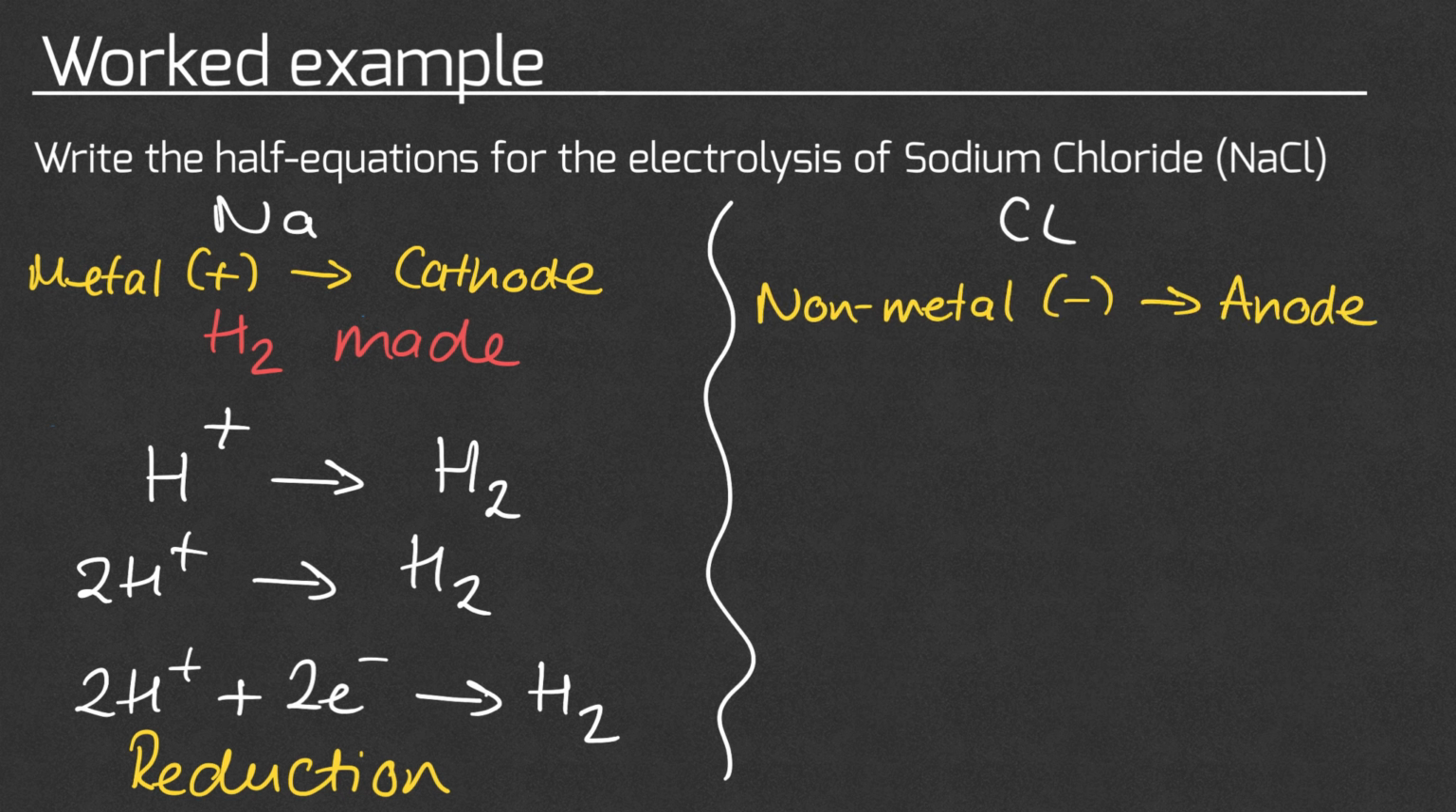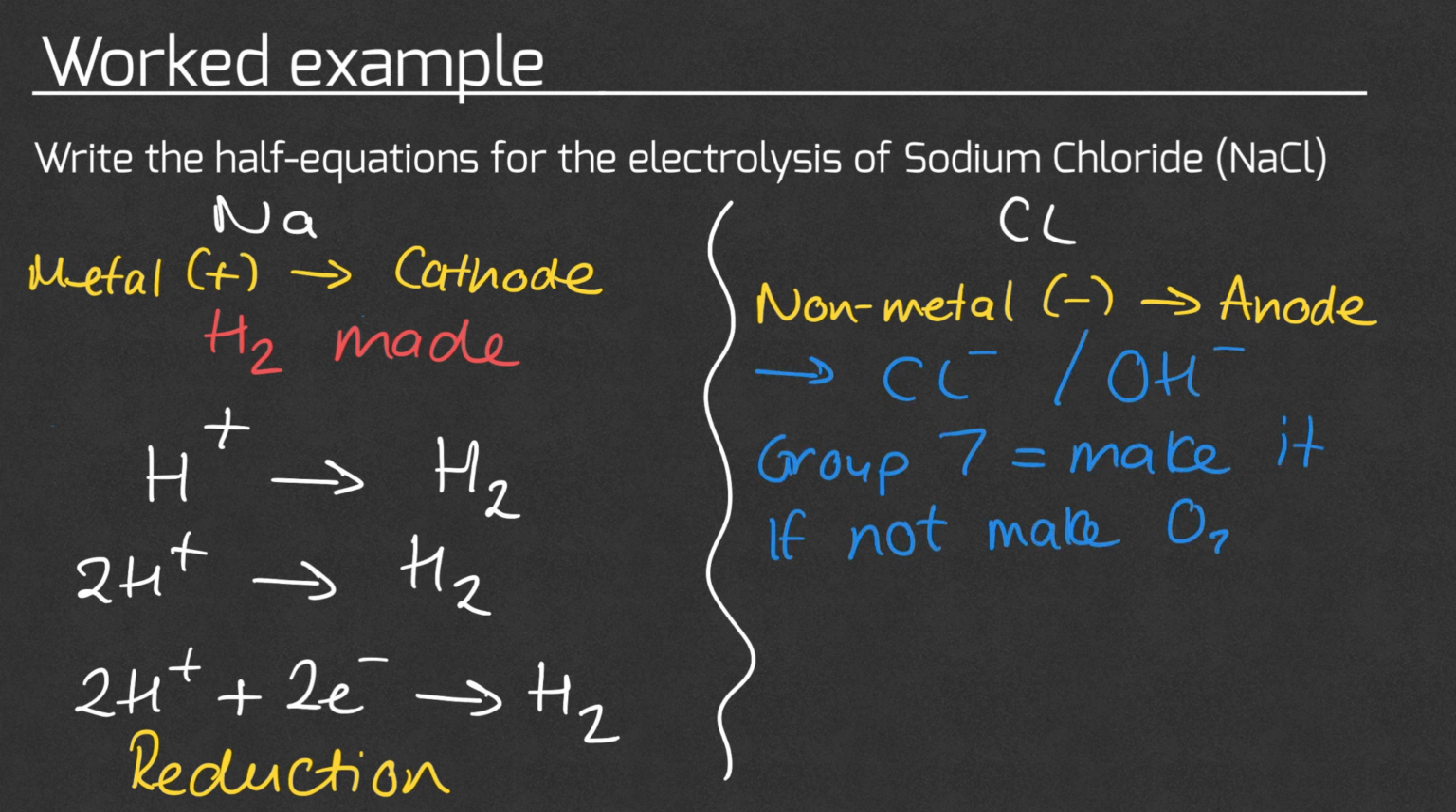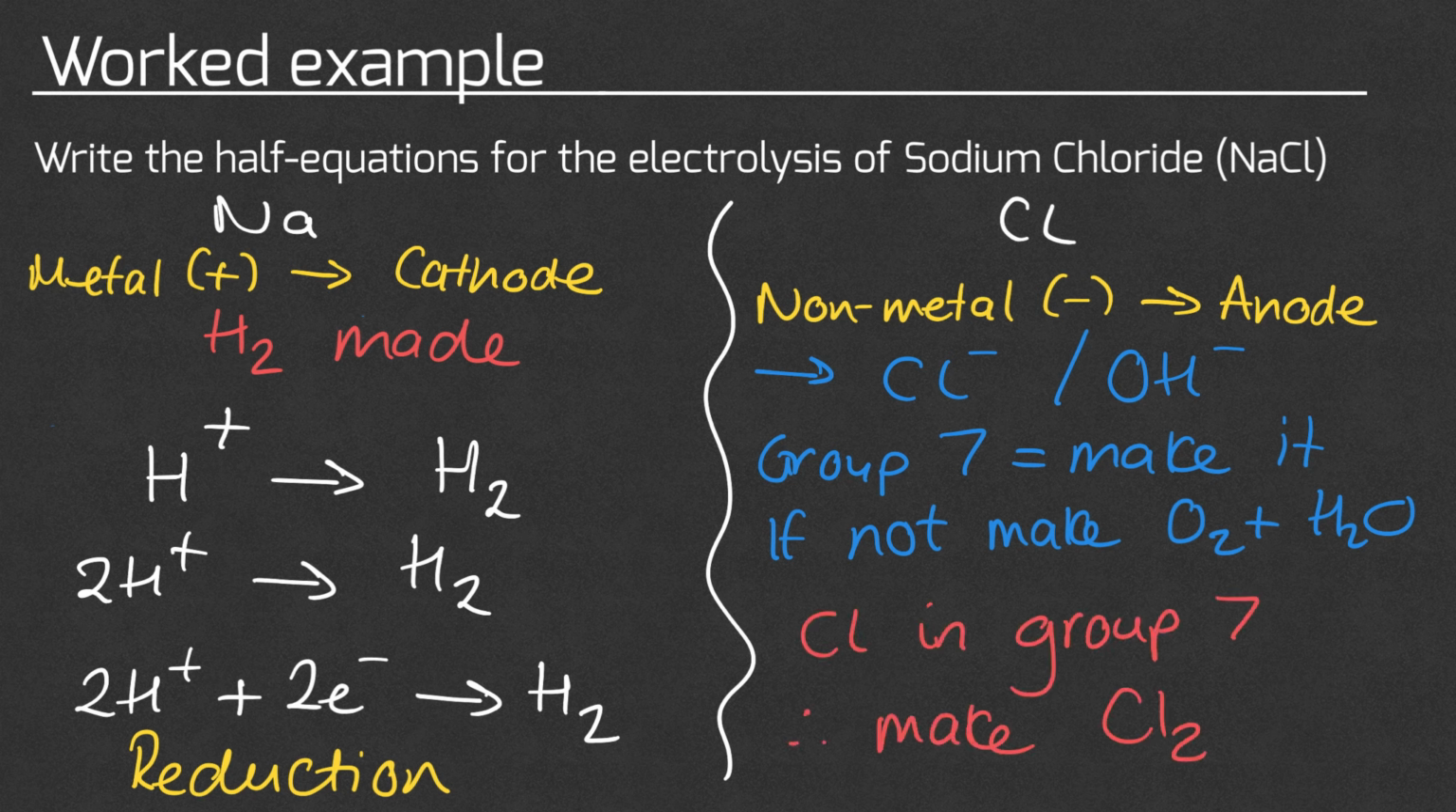For the chloride ion, it's a non-metal, which is negative, so this process will take place at the anode. We know that at the anode, we've got the chloride ion and the OH- ion. We know that if it's in group 7, we make it, and if it's not in group 7, we make oxygen and water instead. Chlorine is in group 7, you can use your periodic table to check that. Therefore, we're going to make Cl2 at the electrode.